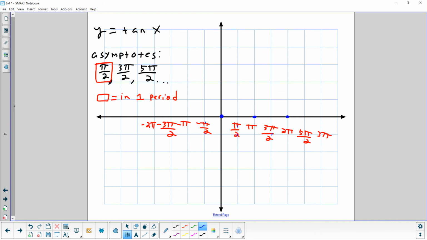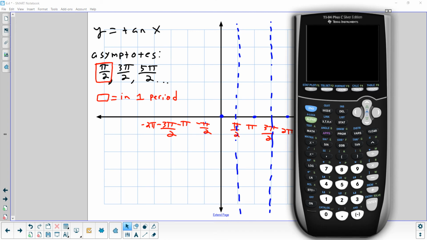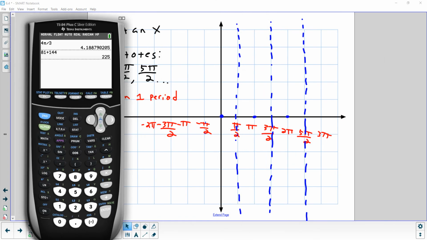We have an asymptote at pi over 2, and 3 pi over 2. I'm just going to draw that one, because those two asymptotes will give me one section of tangent. Now I'm going to draw what happens in between the two lines. Whatever happens in between those two lines is exactly what would happen between the next two lines. Okay? The pattern is going to repeat itself. So let's put in tangent and let's check the table.